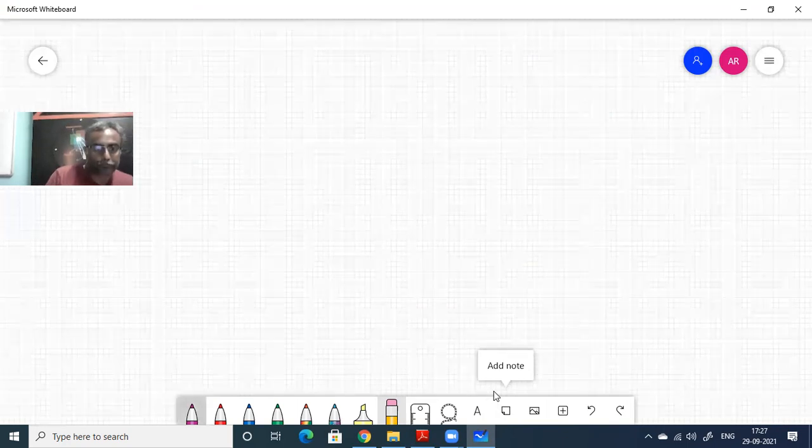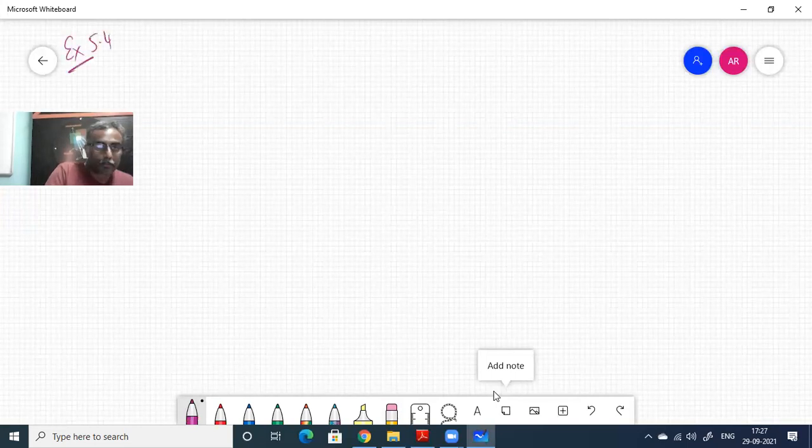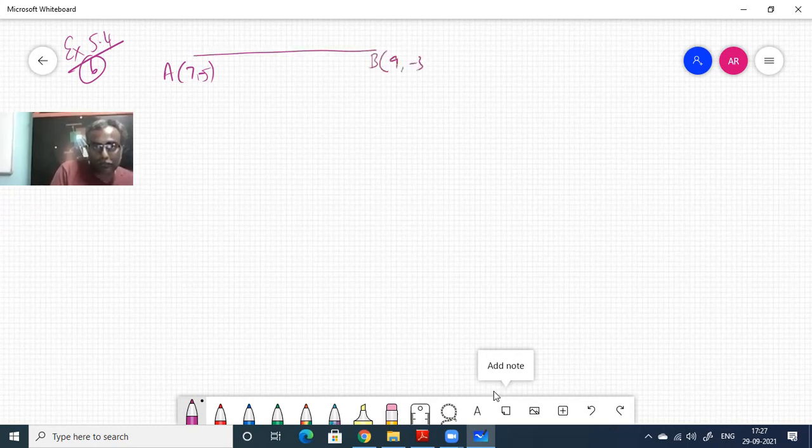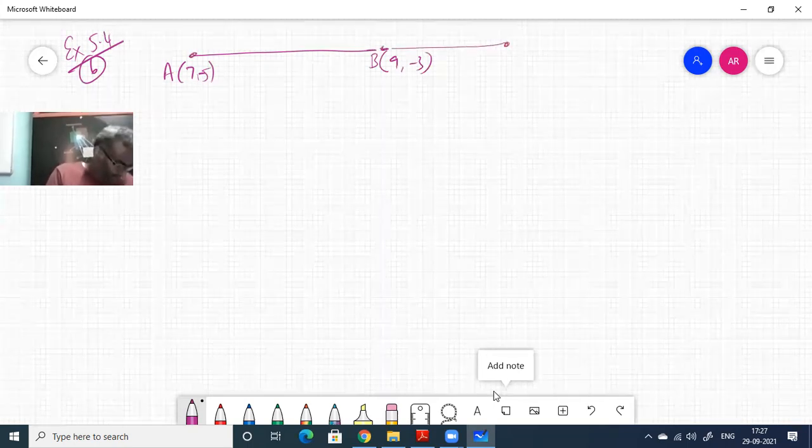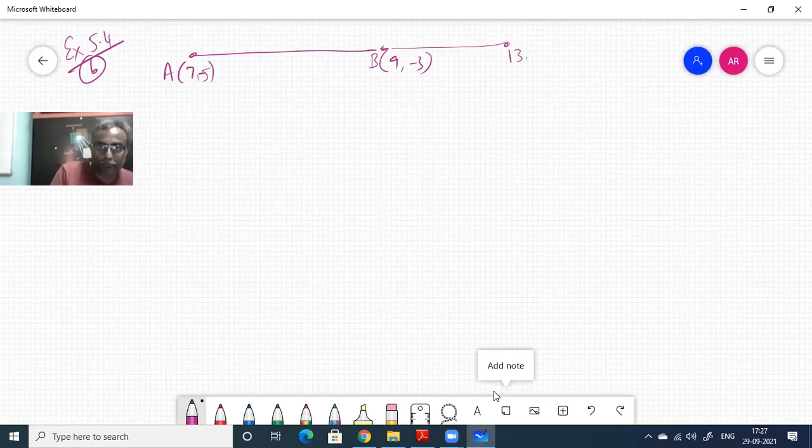Exercise 5.4, sixth problem. A is 7, -5. B is 9, -3. And C is 13, 1.